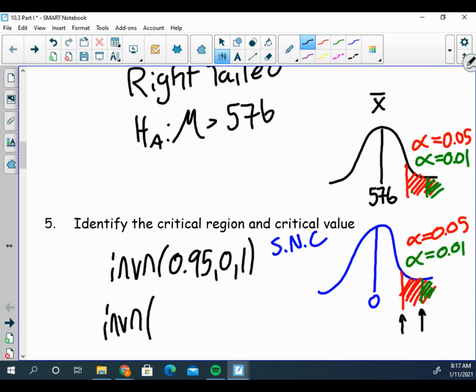Mean and standard deviation on the standard normal curve is 0 and 1. Same concept, except now it's going to be 99%. 0 and 1.